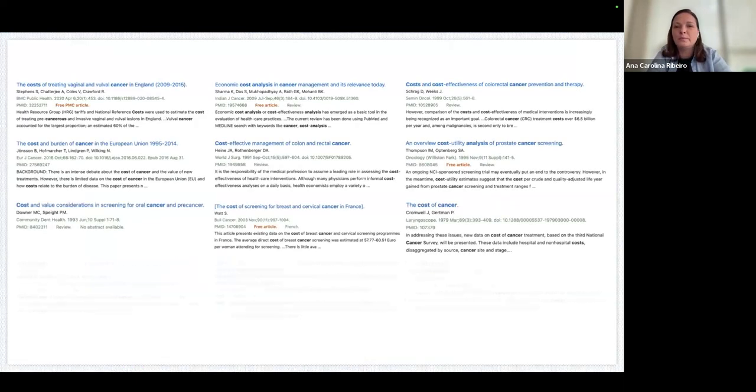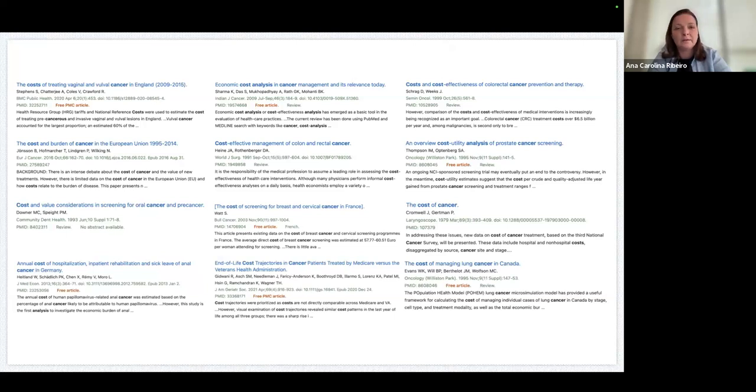Today, our focus will be oral mucositis. However, cost studies are becoming more common across oncology. As we can see here, we now have studies on cervical, rectal, and lung cancer, and several other types. Here we can see a lot of studies with a focus on costs in oncology.